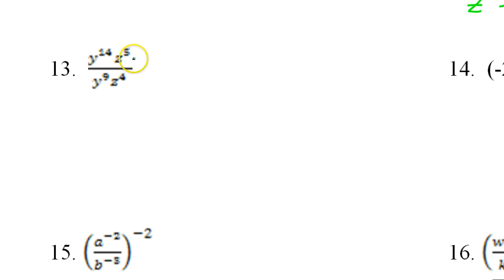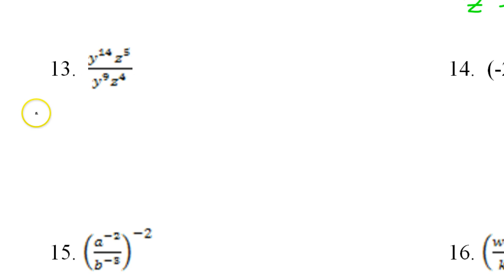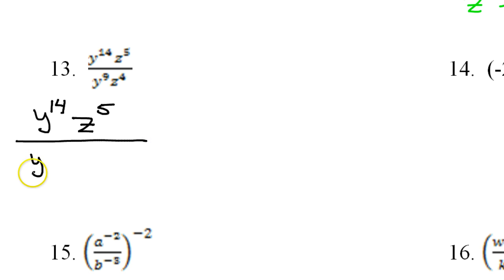Okay, these are quite fuzzy, so I feel I shall recopy. So what we have is y to the 14th power, and we have z to the 5th power over y to the 9th power, z to the 4th power. Okay, let's just treat these separately. So let's do the y's first.